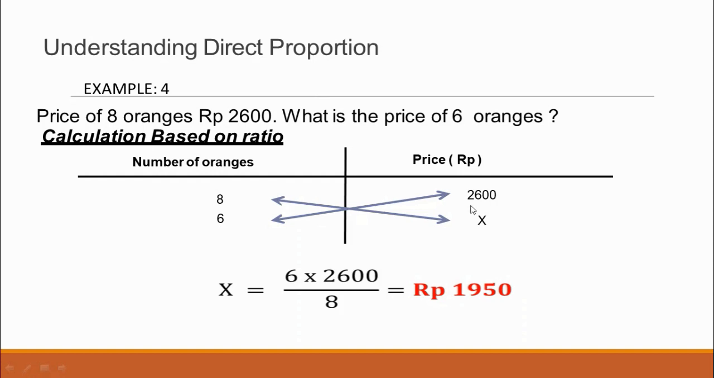So 8 multiplied by x and 6 multiplied by 2600. Since 8 is connected with the variable, so dividing both sides by 8, we obtain x is equal to 6 multiplied by 2600 divided by 8, and after simplification we obtain the value of x is 1950.